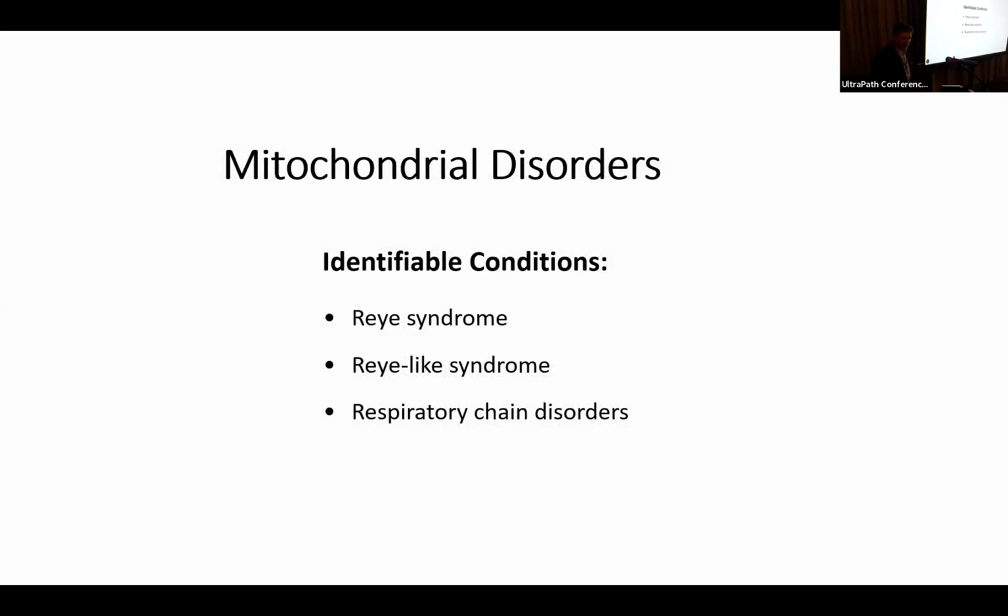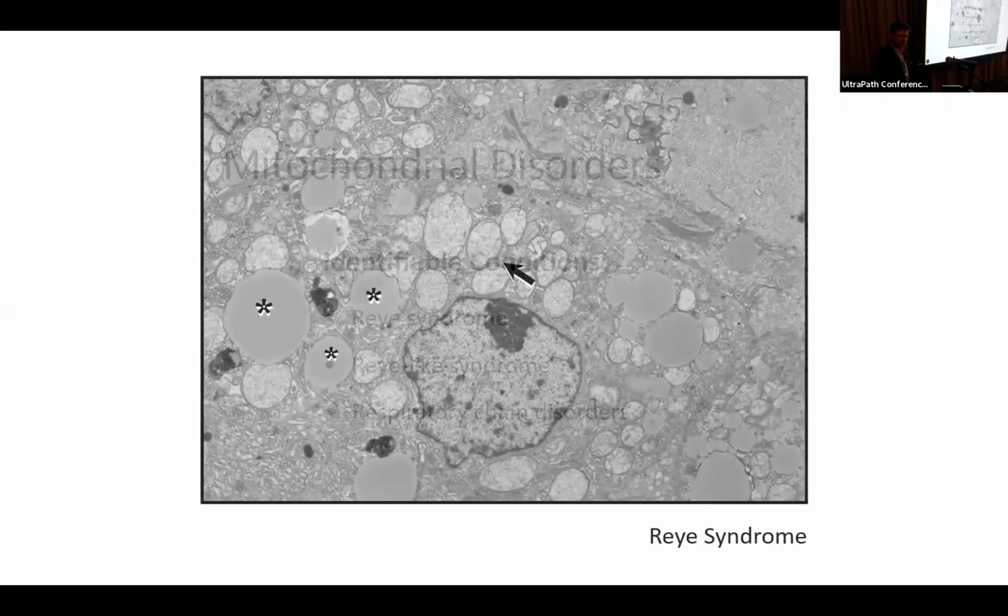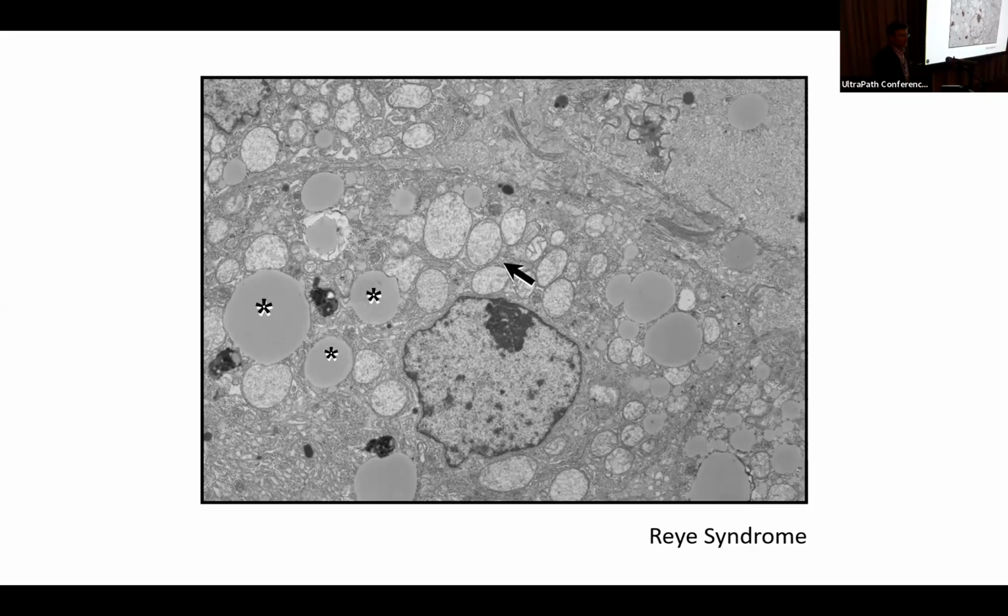For mitochondrial disorders, here are some of the mitochondrial disorders with distinctive EM appearance. Reye syndrome is a really serious acute liver disease. In fact, this patient died 12 hours after we received the biopsy. And this is a unique pattern of microvesicular lipid in the hepatocyte, and then these swollen, flocculent mitochondria changes are seen.